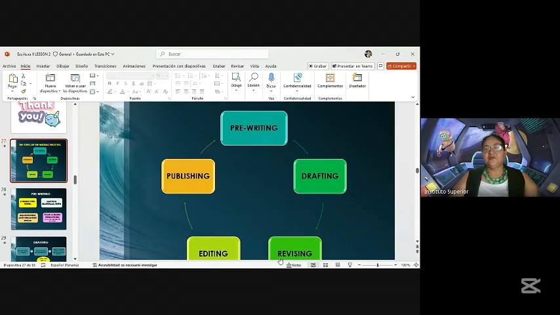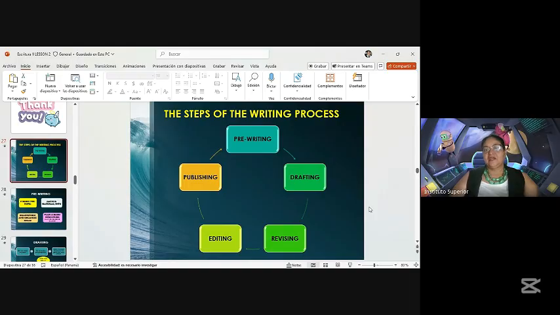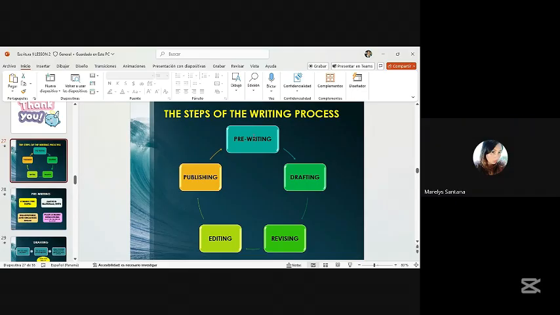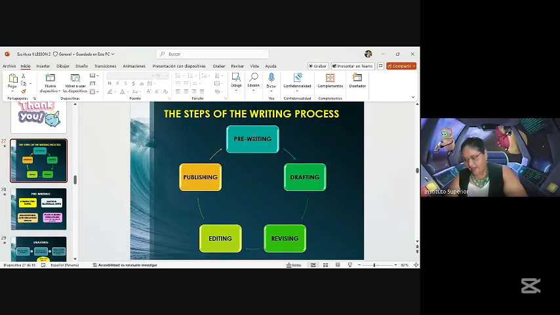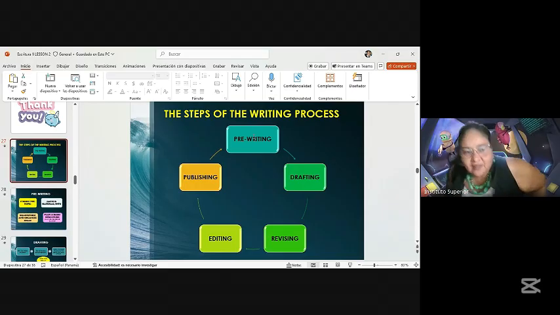Now we're going to continue with our next topic, that is the steps of the writing process. Here we have the different steps of the writing process. Who wants to tell me what things we do during the pre-writing stage? The first thing that we have to do to start is think of a topic. Okay, we think about a topic. That's correct.